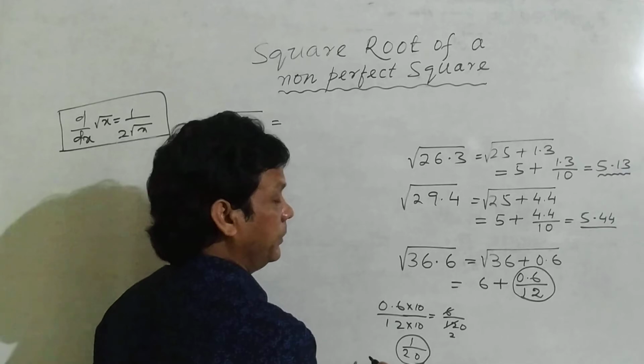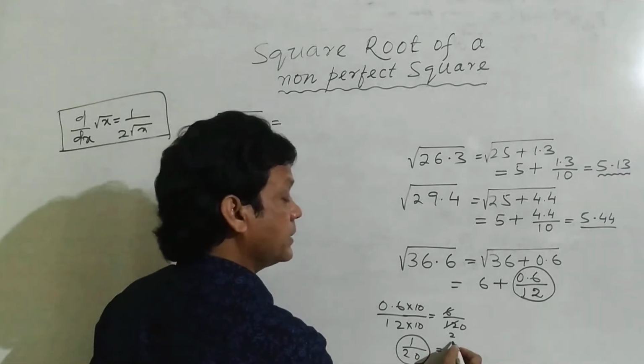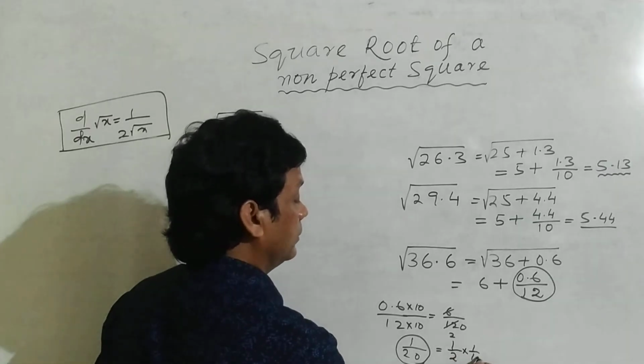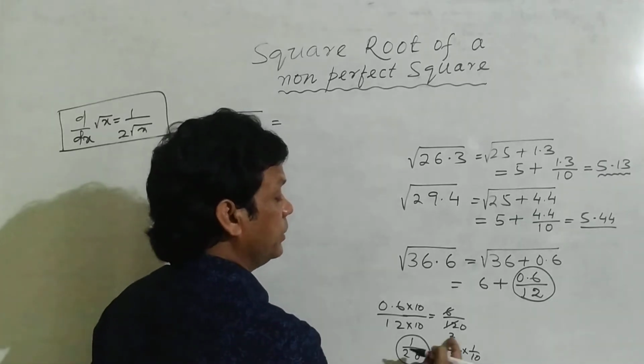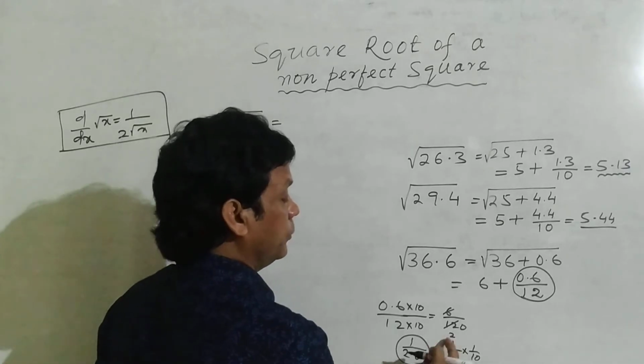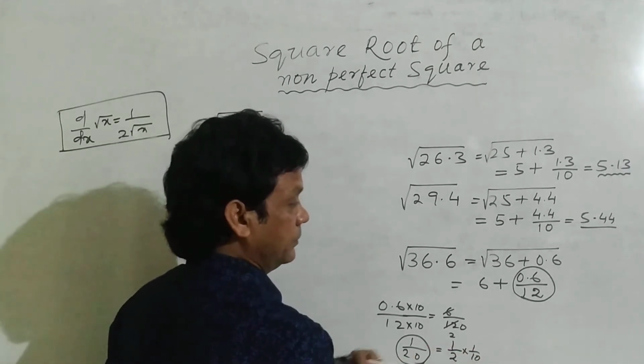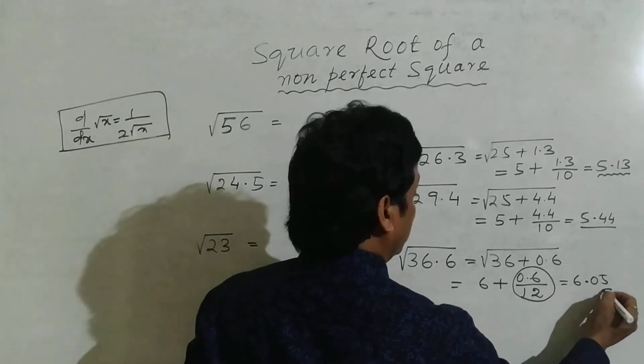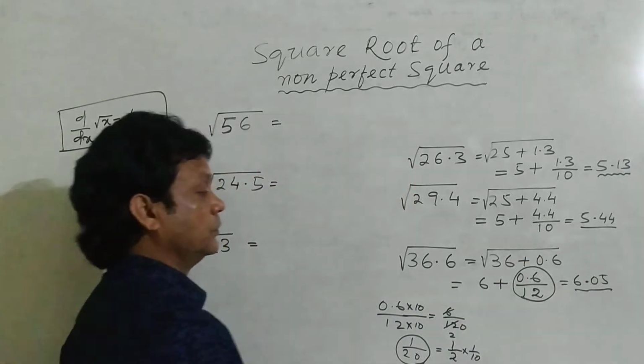Okay, and what is the value of 1 by 20? I can write, see here, always try to do quickly. 1 by 2 into 1 by 10. So 1 by 2 is 0.5, and 0.5 divided by 10 is 0.05. So it is 6.05 approximately. Okay.